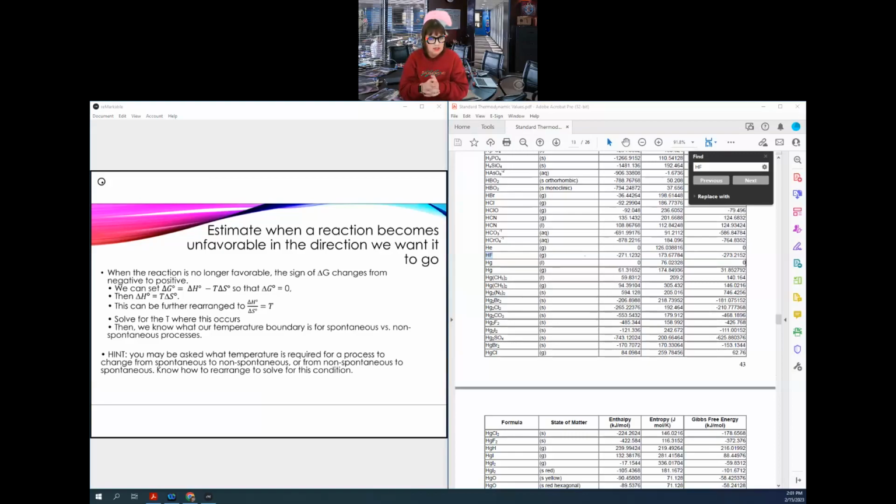So the next thing we're going to talk about is how to estimate that temperature. I said that we could estimate it. So we're going to estimate it using this.